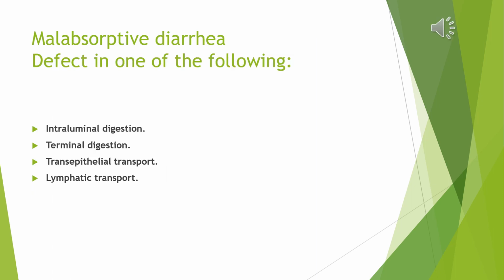The mechanisms by which malabsorptive diarrhea develops is due to a defect in one of the following functions. It is either a defect in the intraluminal digestion of the large nutrient substances like fats, carbohydrates, and proteins, and usually this is as a result of the main enzyme deficiencies like pancreatic deficiency. So a defect in the intraluminal digestion of the large molecules.